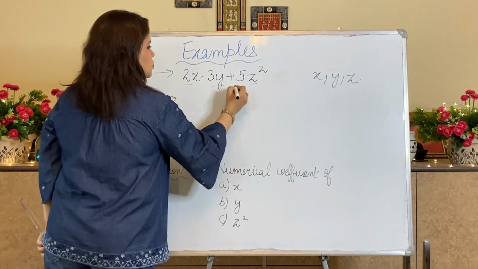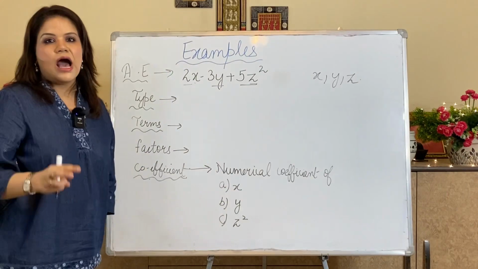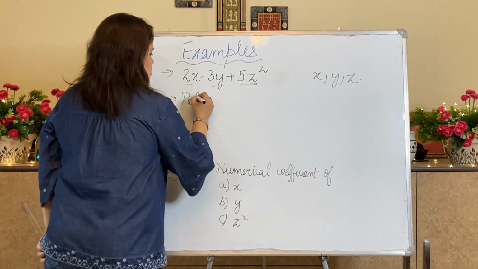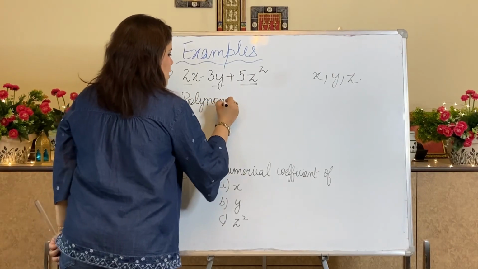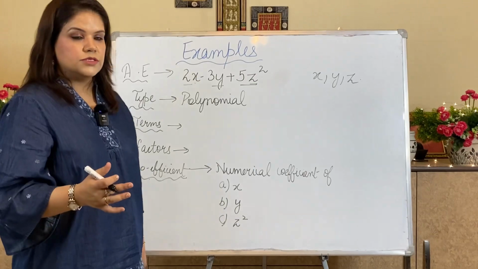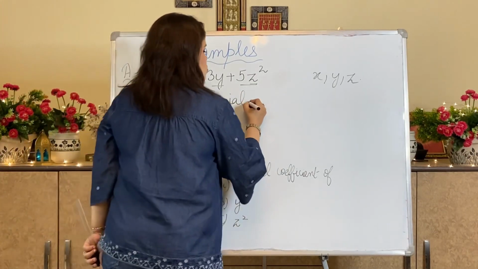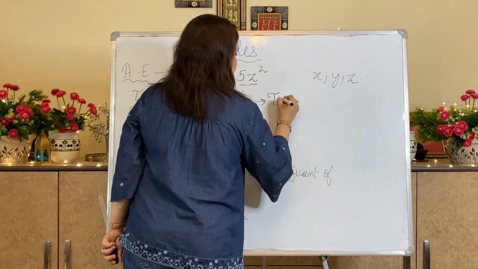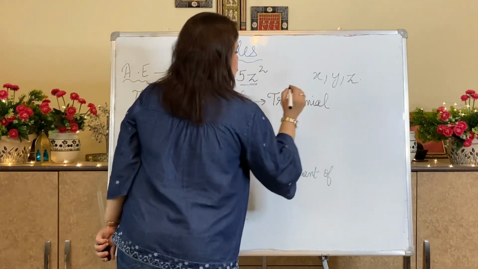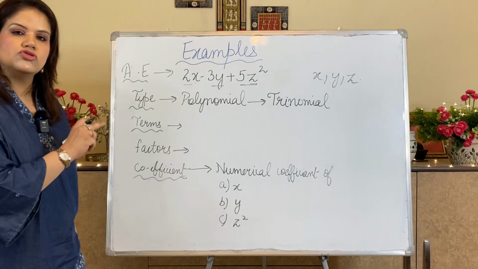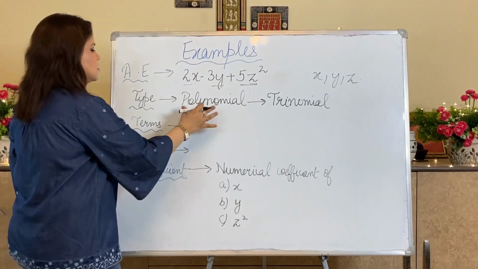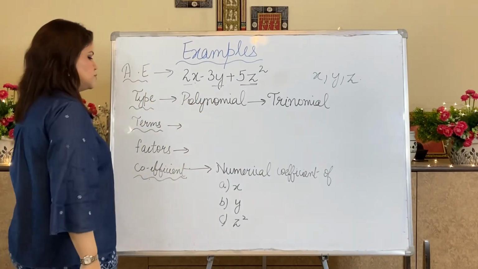1, 2, 3. Since it has 3 terms, so it is a polynomial. First of all, because a polynomial has 1, 2 or more terms. And it can be also known as trinomial. Why? Because it has 3 terms. So it can be also known as trinomial. So this was the type of algebraic expression.